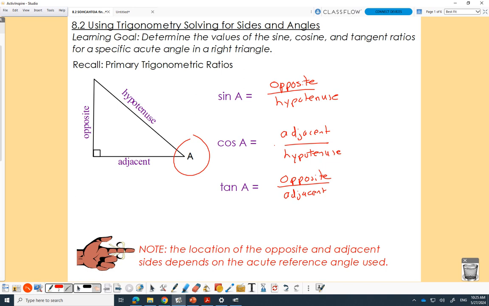All right. Someone says, why are they this way? Couldn't you go the other way? Couldn't you go hypotenuse over opposite? And the answer is yes in grade 11. We'll talk about that. But for grade 10, this is all we need. This will work. We can do it this way for now.